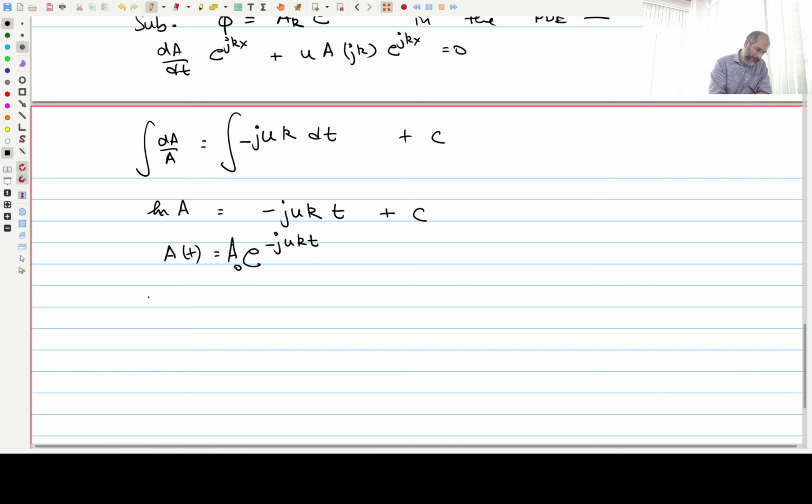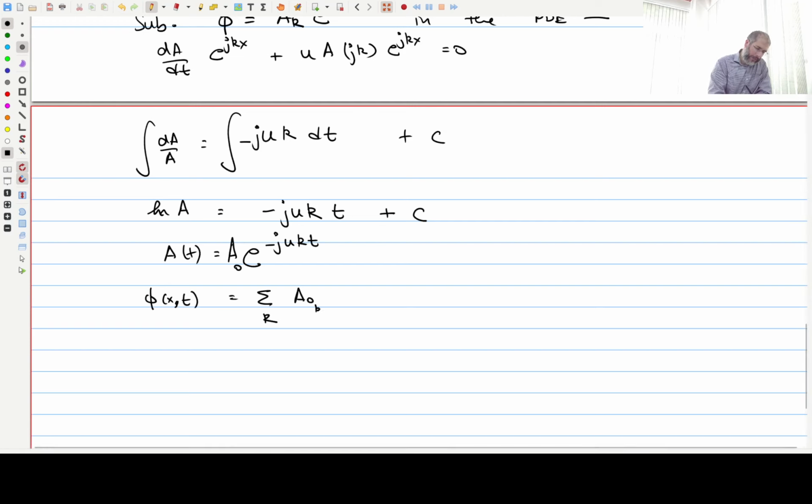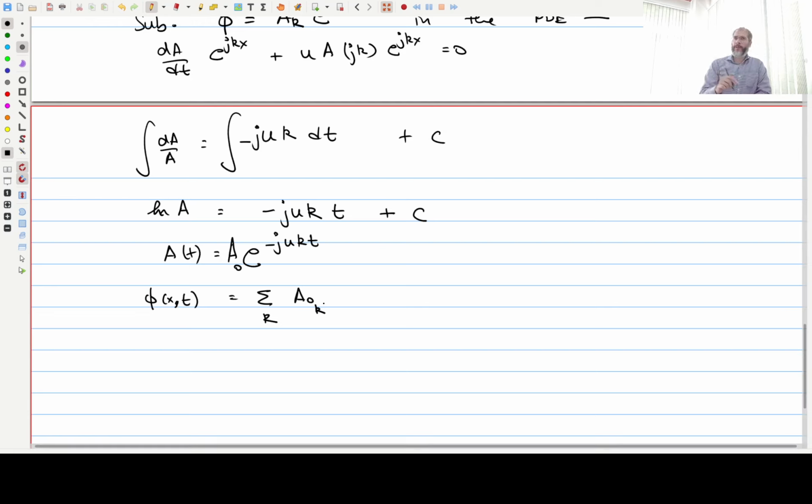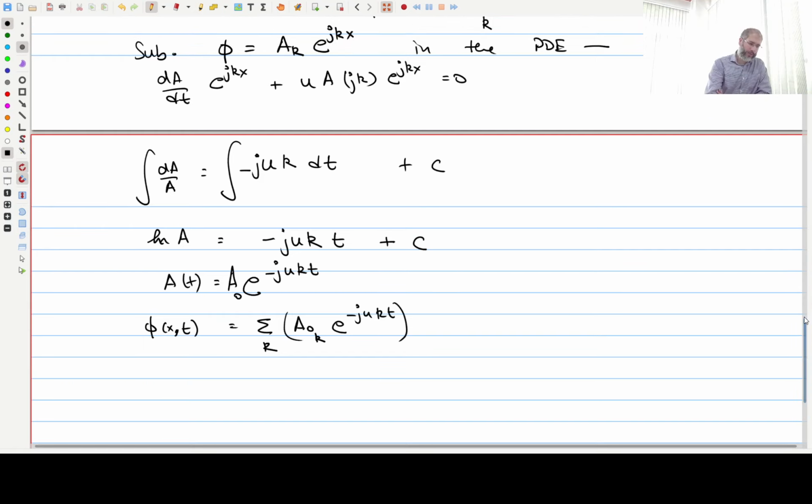So now I'll write the function phi as a function of x and t, which was a summation over all k values times a naught. Now the coefficient is different for different k waves, times e to the power of minus jukt. This is the expression for ak which we had written here, and then we have e to the power of jkx.